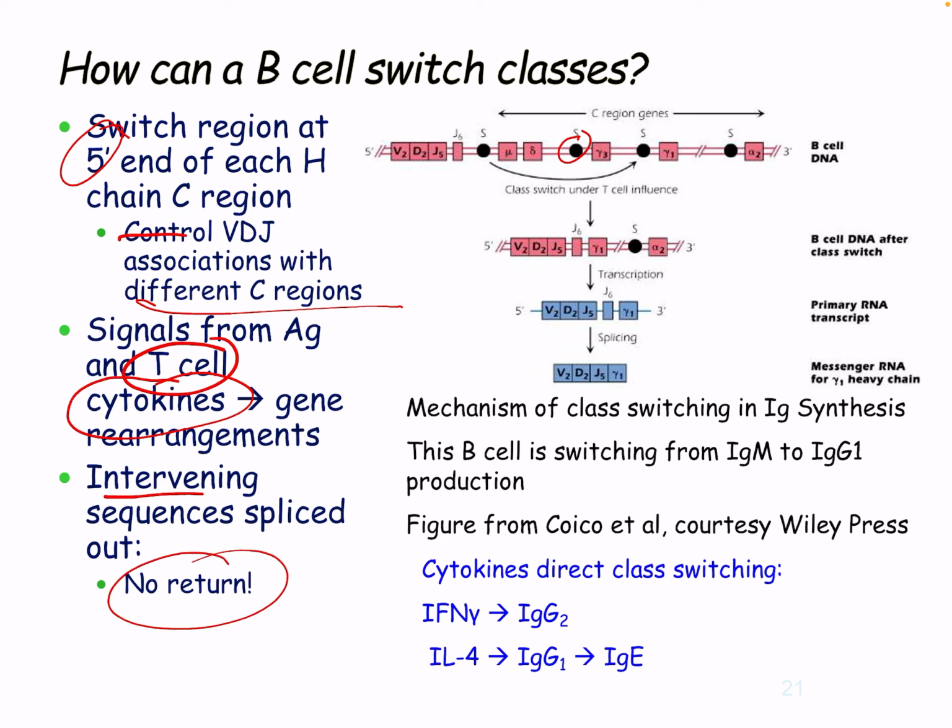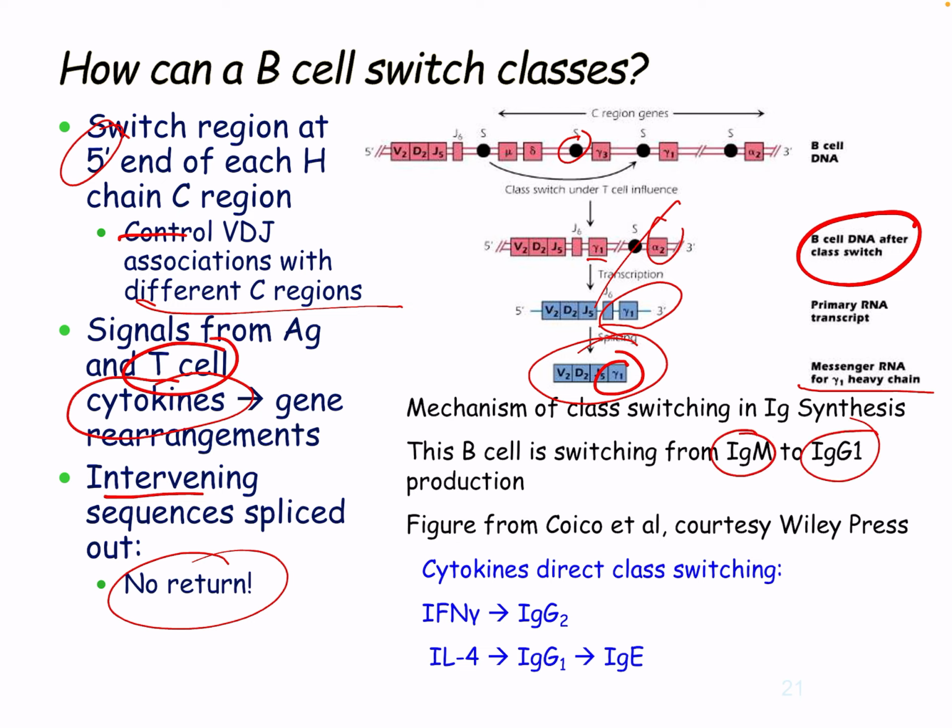So here we have a B cell after DNA class switch. So we can see it's spliced. Now we have delta and alpha. Now it's spliced again. Now we're left with our delta. Here you see we deleted gamma 1. Sorry, I meant gamma. And then now we see our mRNA for the gamma heavy chain. So now we have IgG. So this is the mechanism of class switching: B cell switching from IgM to IgG1.